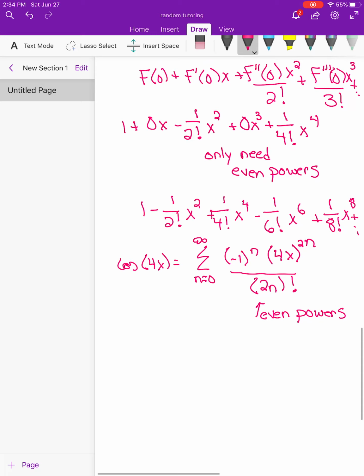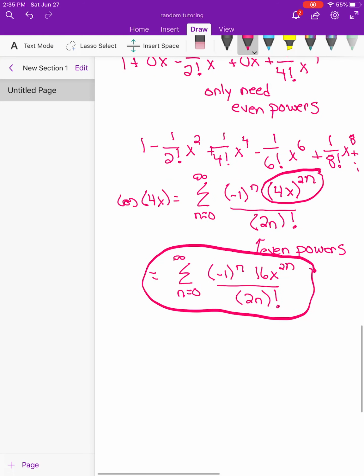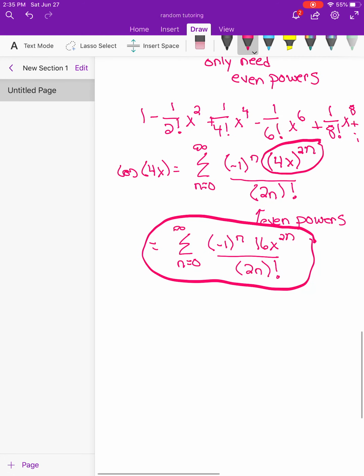Okay, and if we were to simplify that, we get the sum as n equals 0 to infinity of negative 1 to the n, and then 4 squared is 16, to the n, x to the 2n over 2n factorial. So I just simplified this. 4 to the 2 is 16, and then x to the 2n. So this is what your answer looks like. It's not overly pretty, but that's what it looks like.